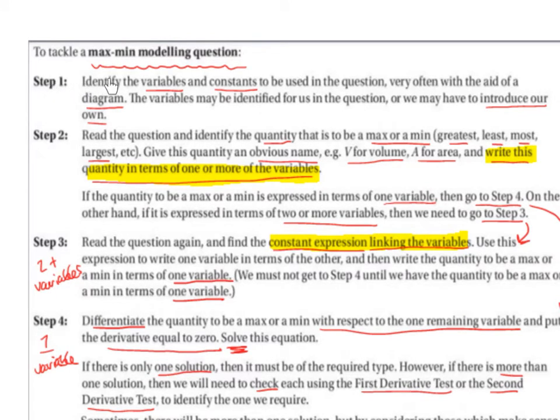Step 1. Identify the variables and constants to be used in the question, very often with the aid of a diagram. The variables may be identified for us in the question, or we may have to introduce our own. Read the question and identify the quantity that is to be a max or min, greatest, least, most, largest, etc. Give this quantity an obvious name, for example, V for volume, A for area, etc., and write this quantity in terms of one or more of the variables. So this is important. Write this quantity in terms of one or more of the variables.